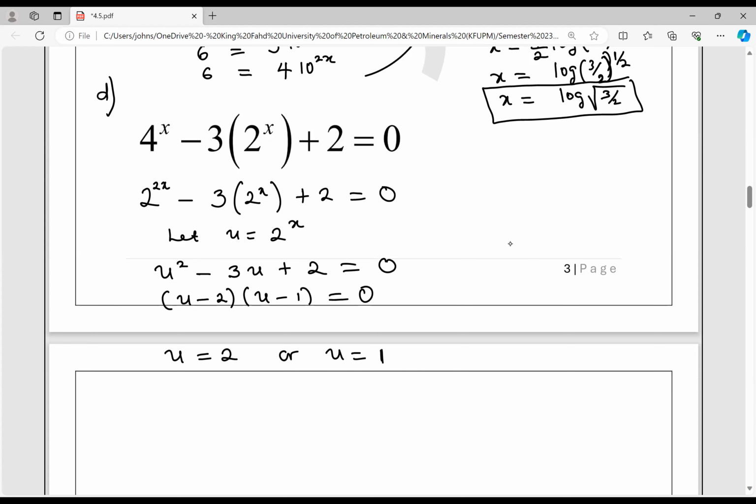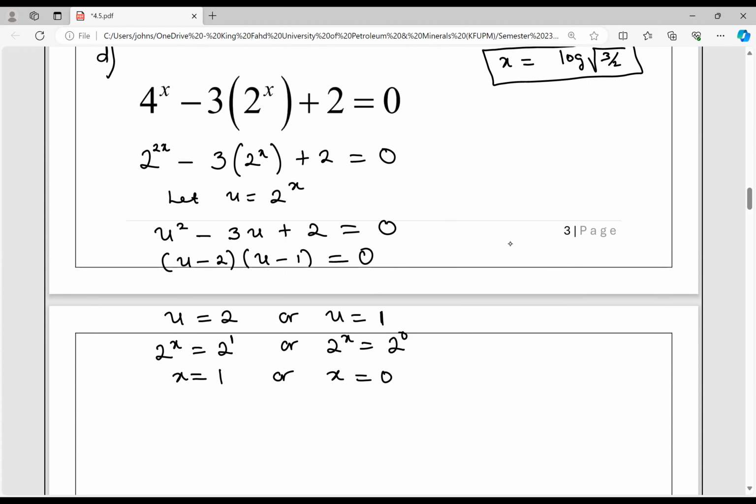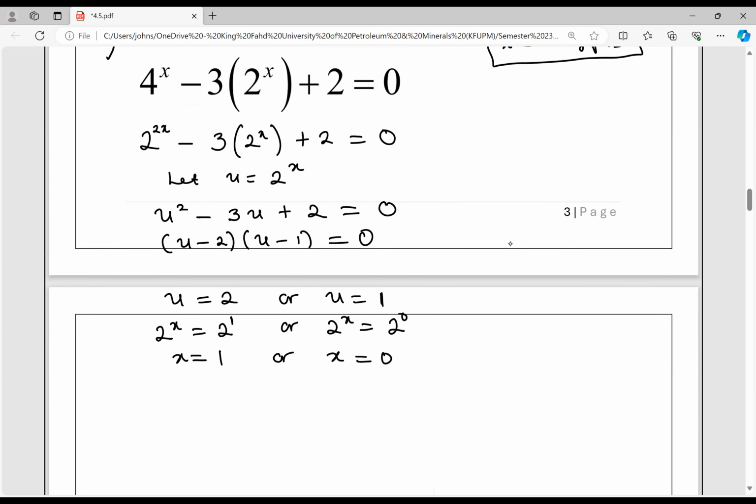But what is u? u is 2^x, so you have 2 to power x is equals to 2 to power 1, or 2 to power x is 2 to power 0, which is 1. And that simply means that x is equals to 1, or x is equals to 0. So that is the solution for this exponential equation.